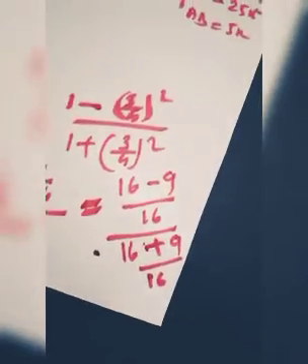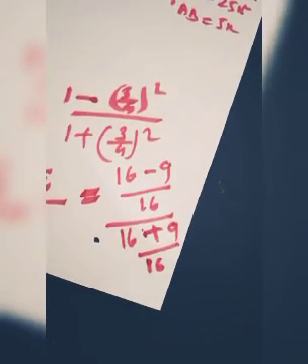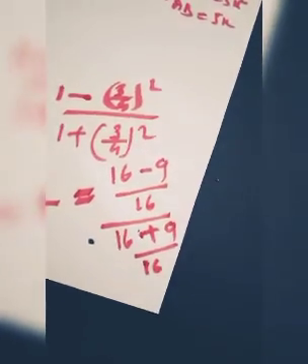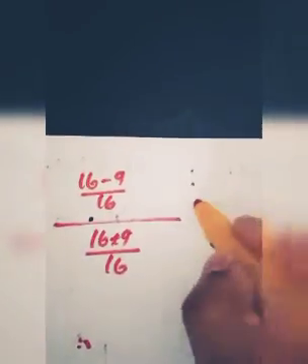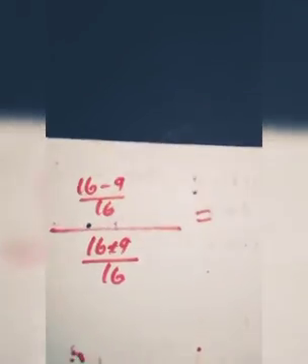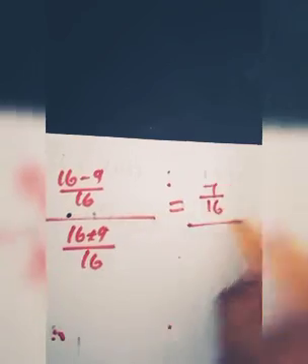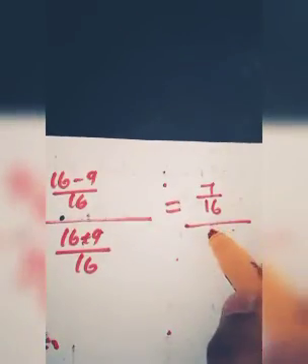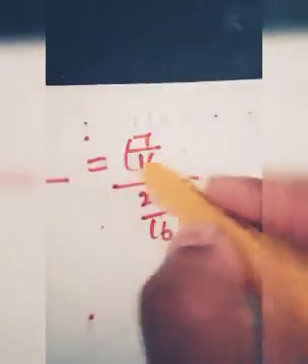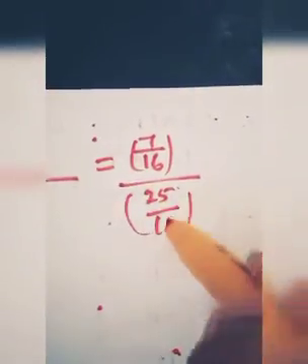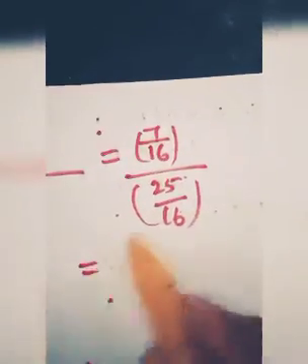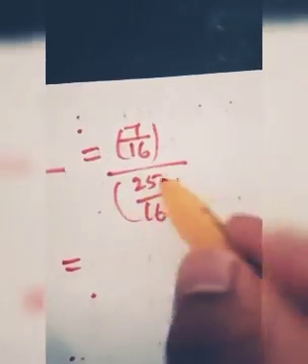Is it clear for you? Then moving to the remaining part. So this much we reached. What is 16 minus 9? 7. So the answer will be 7 by 16 divided by (16 plus 9), 25, so 25 by 16. This one is divided by this one. So how to divide? This is a fraction, this is a fraction. How to divide two fractions? Take the reciprocal of the denominator fraction and multiply.